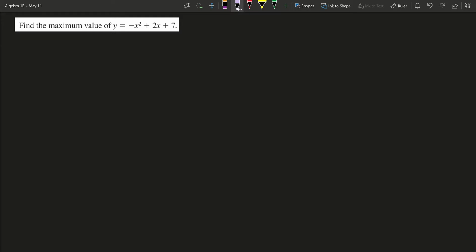Alright, we'll be doing the last problem now. So in this one, we're going to be finding the maximum value for y equals negative x squared plus 2x plus 7. Alright, so let's rewrite this first. Alright, so from here, we're going to get rid of the 7. And we're going to subtract 7 on both sides to do that. Which leaves us with y minus 7 is equal to negative x squared plus 2x.